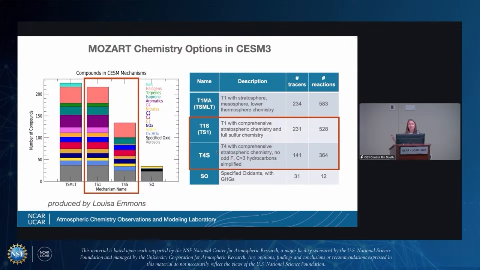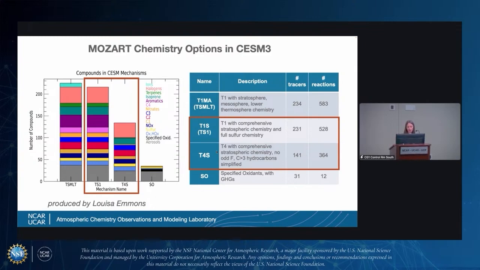But now for CSM3, we change our naming convention a little bit, and you will also see that in the new COMPSETs that will come up. We'll have a number for the tropospheric mechanisms, because those are mostly changing, while the stratospheric mechanism and middle atmosphere mechanism haven't been changed. So we call the TSMLT mechanism the T1 MA, so T1 middle atmosphere mechanism, in the new versions, and then we have T1, T2, T3, T4, T5. I'll go a little bit more into the details.